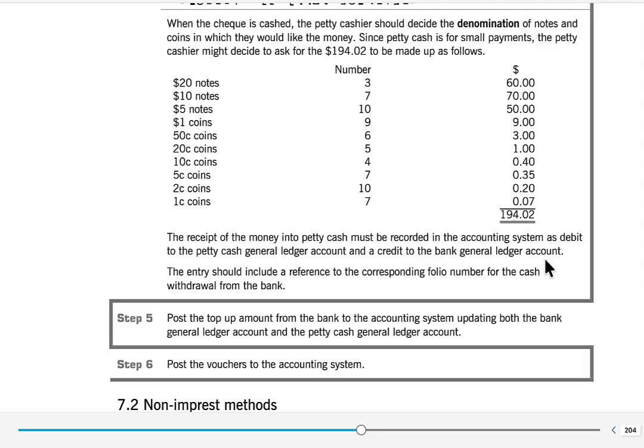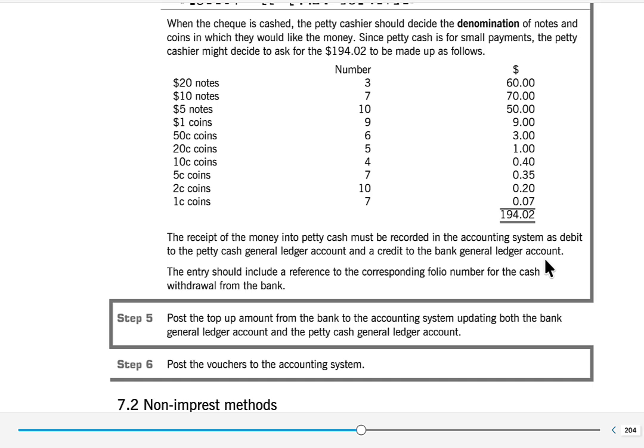So the cash received is correct. Then this cash is placed into the petty cash box. Step 5. Record the top up in the accounting system. Now we must update the books. This top up is not an expense. It is only a transfer of cash. Money is moving from the bank account to petty cash.